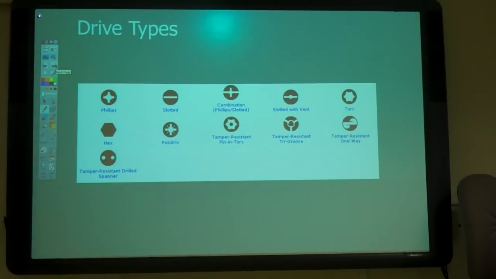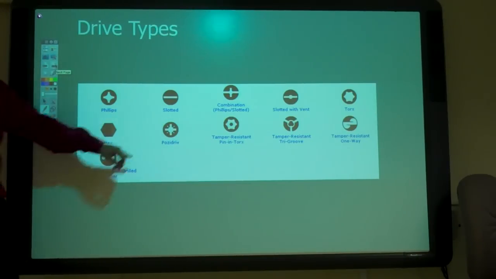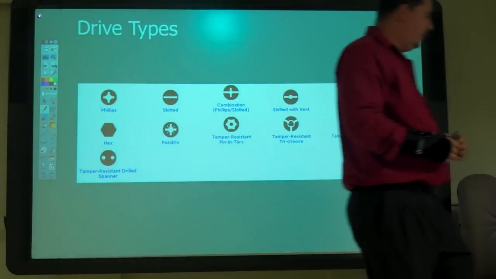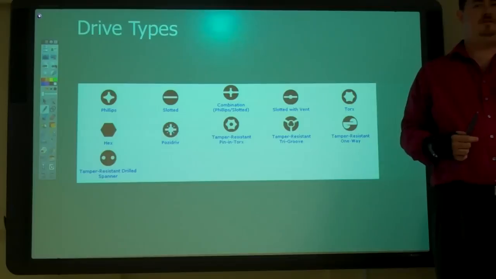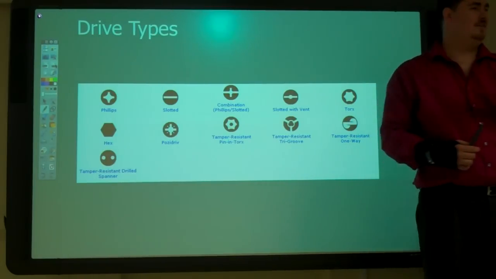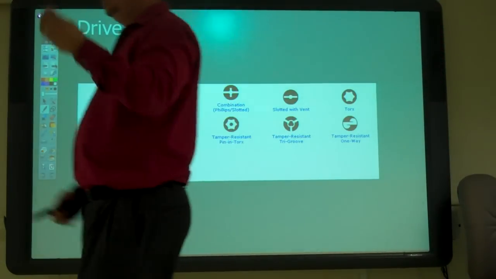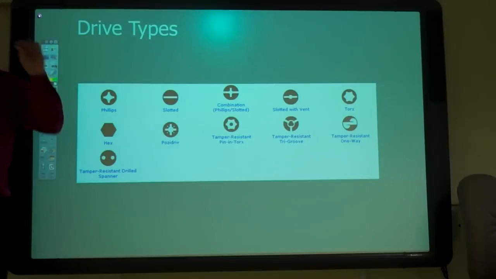Then we have the drive types. So how are you going to drive it? Is it going to be slotted or Phillips or Posi or pin and Torx? Like this little tiny guy is pin and Torx. Little tiny flathead pin and Torx thing. Why would you do a pin and Torx? Well, it's tamper resistant. Yep, it's tamper resistant unless someone has a small screwdriver.